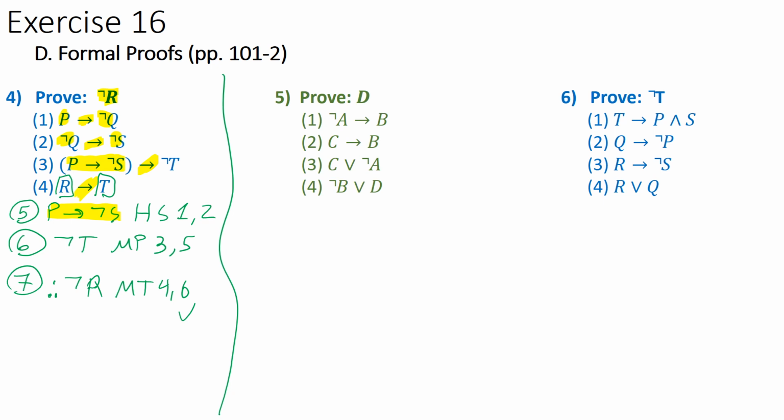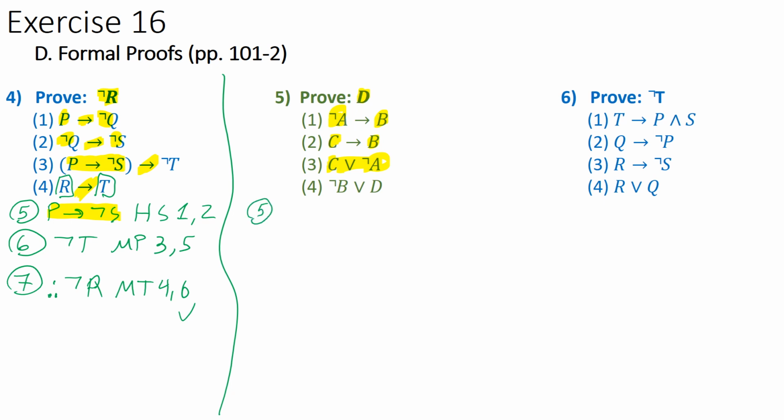For number 5, we want to prove D. Let's see what we have. We have 4 premises. Nothing, so to speak, categorically declared to be the case in an absolute sense. However, we do know that at least C or not A is the case. And likewise, we know at least not B or D is the case. However, note that if C is the case, then B will be the case. If not A is the case, then B will be the case. We have a constructive dilemma.